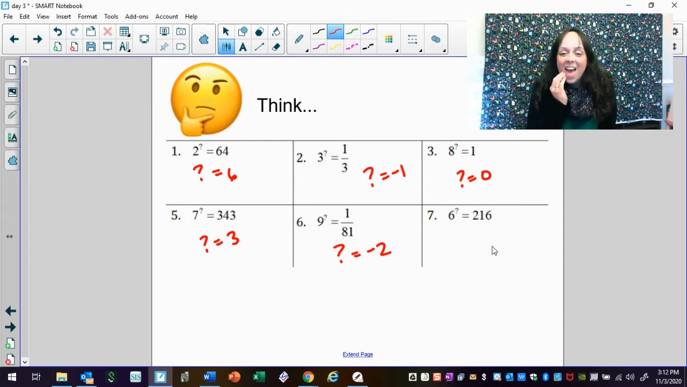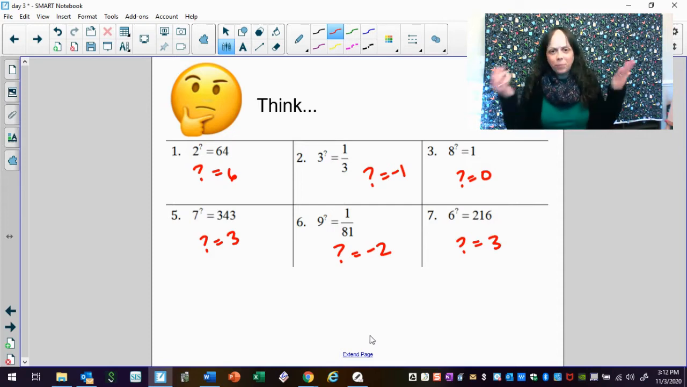Fun, huh? And then the last one is another big number that you probably don't recognize, but it helps to be familiar with it, just like 343. 216 is 6 to the 3rd power. Okay, so that missing exponent would have been a 3.